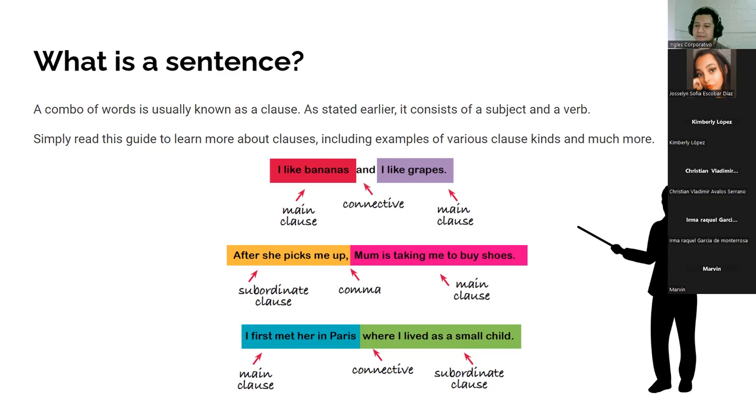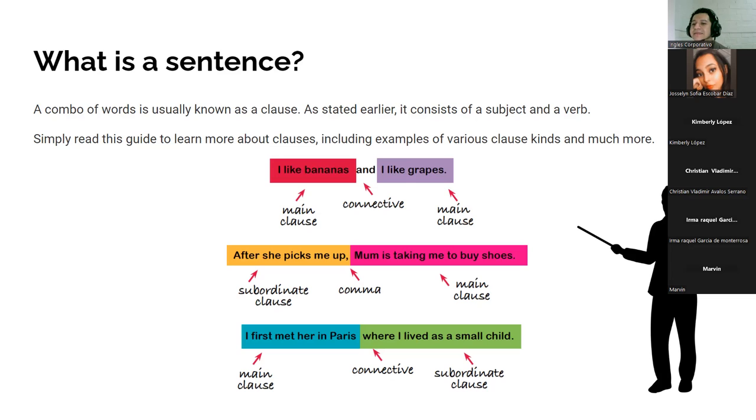I first met her in Paris, where I lived as a small child. I first met her in Paris. Primero, la conocí en París. Y la otra dice, where I lived as a small child. Donde viví como cuando era un niño pequeño. So, I first met her in Paris. Esa yo la entiendo sin más palabras, pero where I lived as a small child, donde yo viví como un niño pequeño, esa pues no la entiendo. Tiene que haber algo antes para yo poderle entender el mensaje. Entonces, esa depende de la principal, ¿verdad?